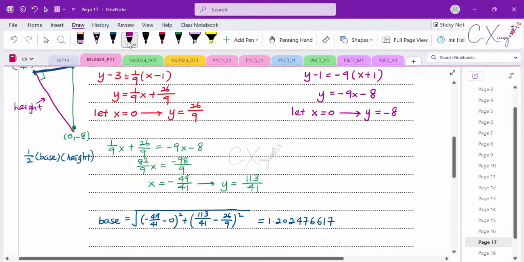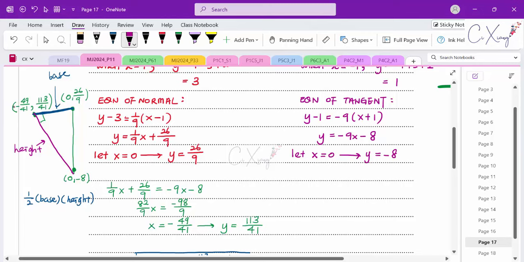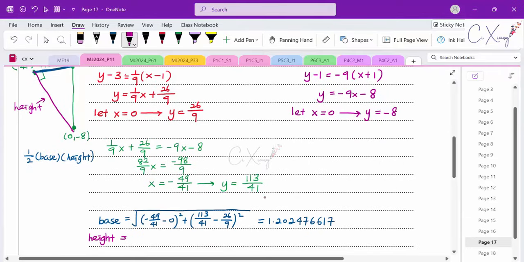Okay, after that, I want to find the length of the height. The height is represented using purple color. To find the length for this purple line, I'm using this point and also this point, these 2 coordinates, to calculate the distance. So the same thing happens: x1 minus x2 square, then y1 minus y2 square. So y1 minus y2 minus negative 8 will become a positive 8. Then you square it, and the length for this one is 10.82228956.